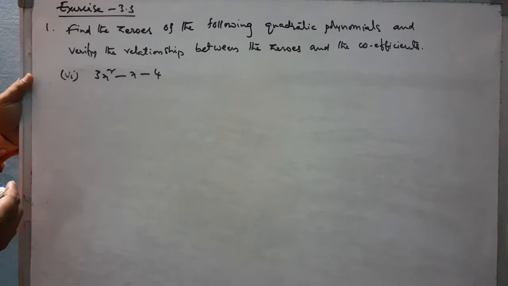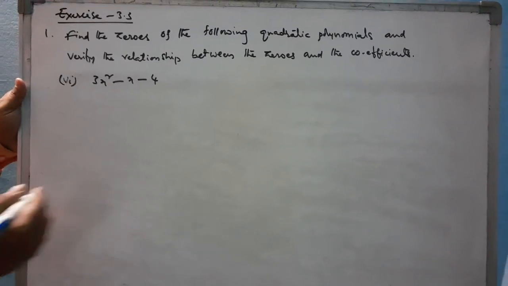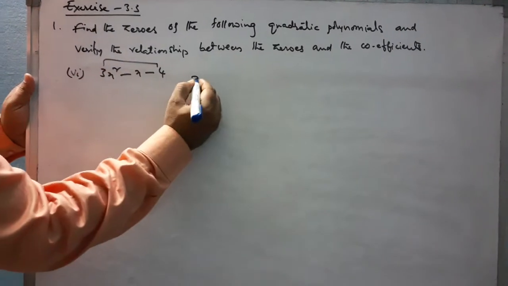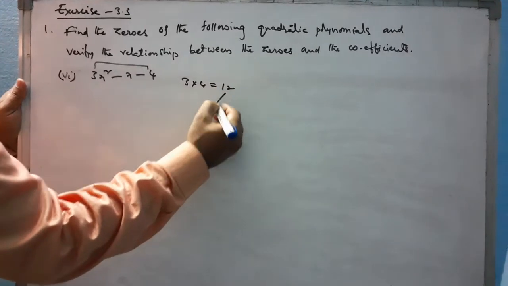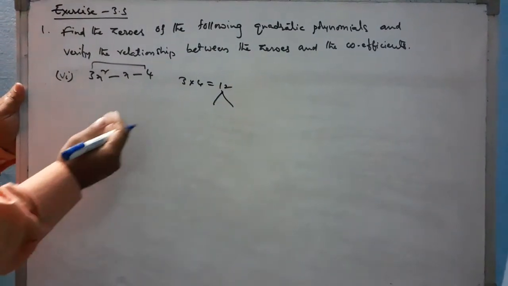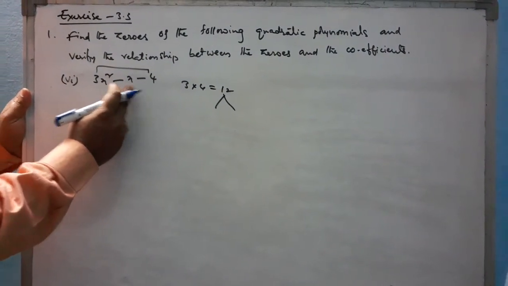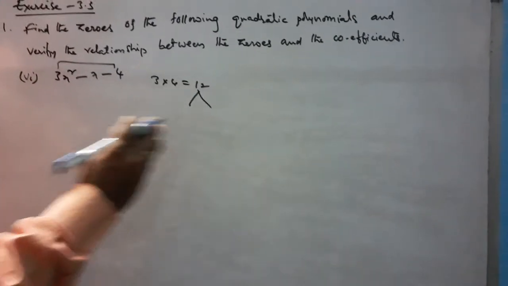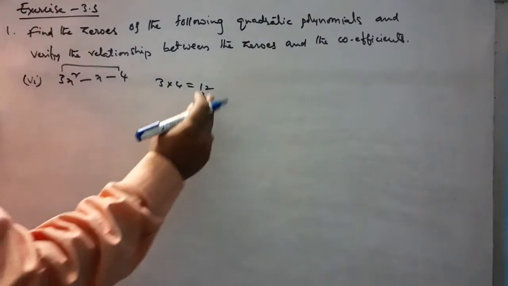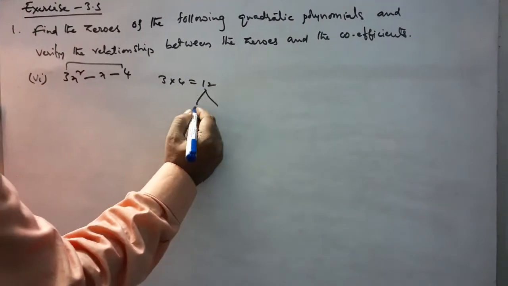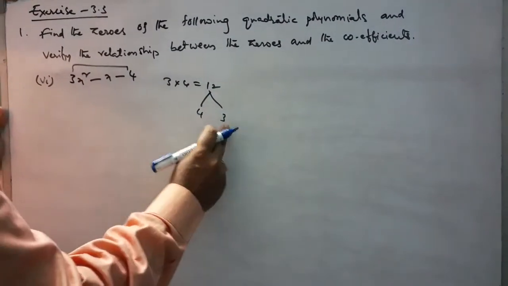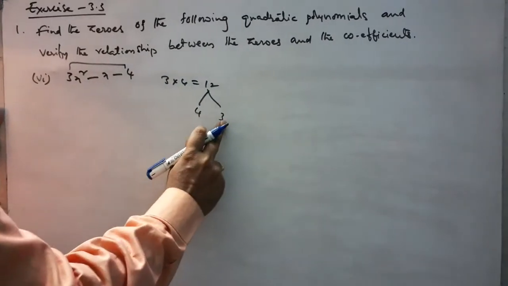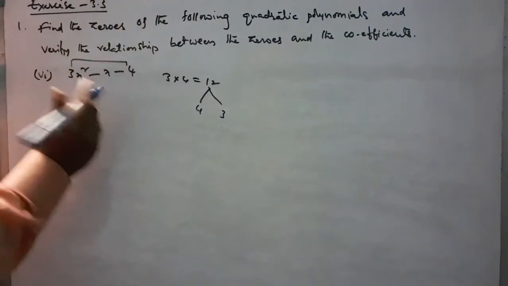So the sixth problem, 3x square minus x plus 4. Here 3 into 4, 3 fours are 12. Now we have to split the 12. Here the middle term is minus x, so we have to take the subtraction between the factors. What are the factors of 12? We can take 4 into 3 to get 12. 4 minus 3 we will get x, but it is minus x.